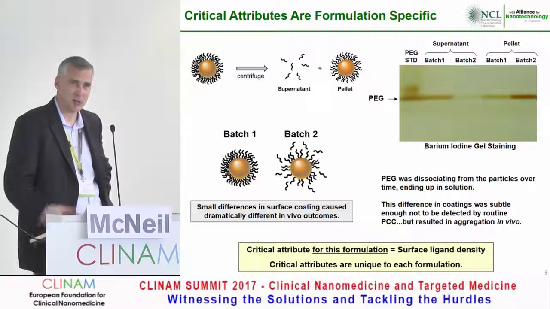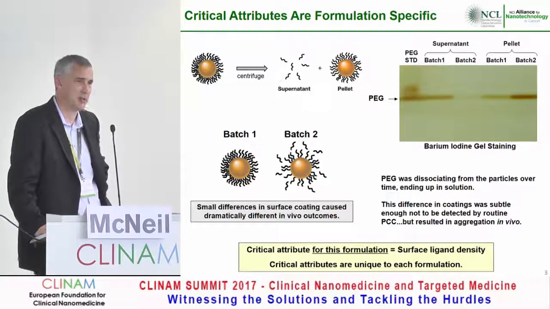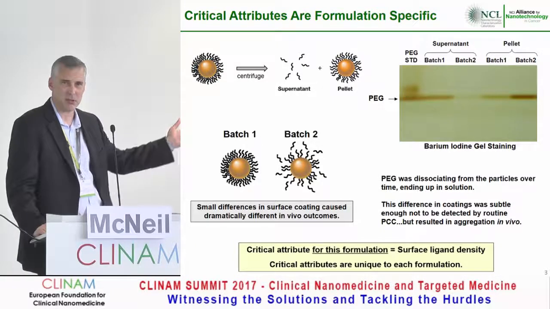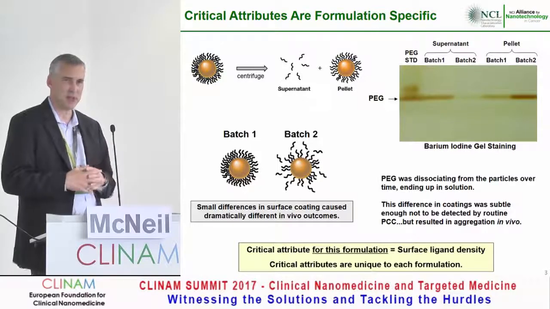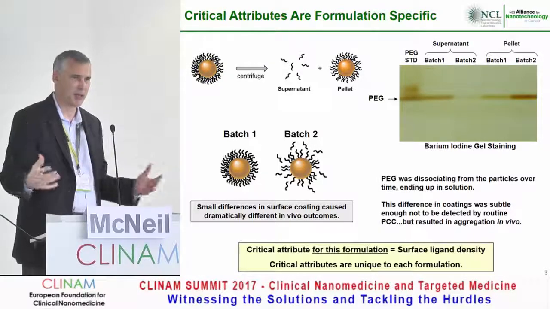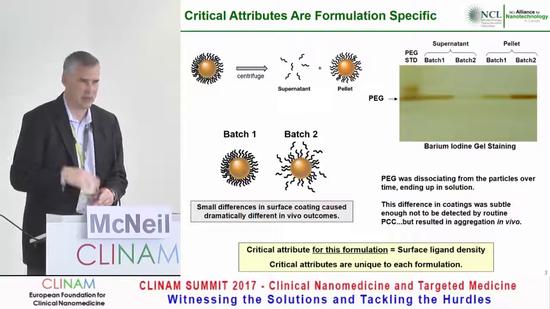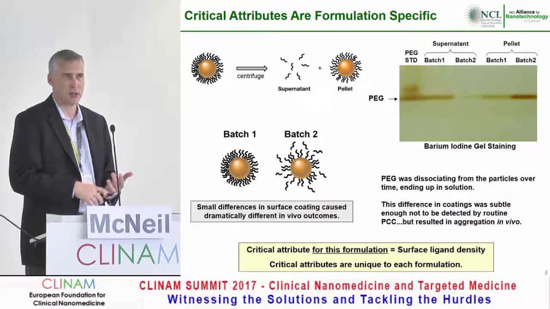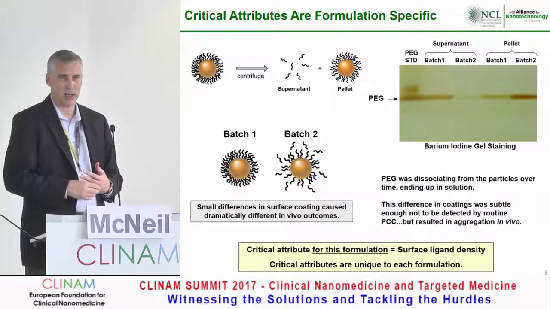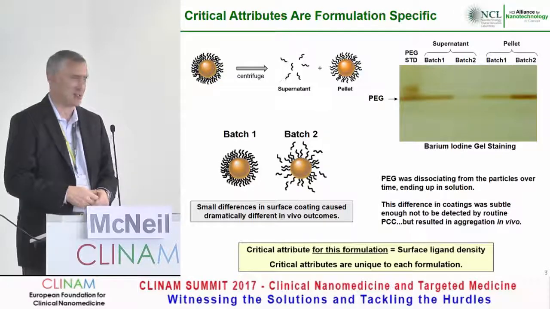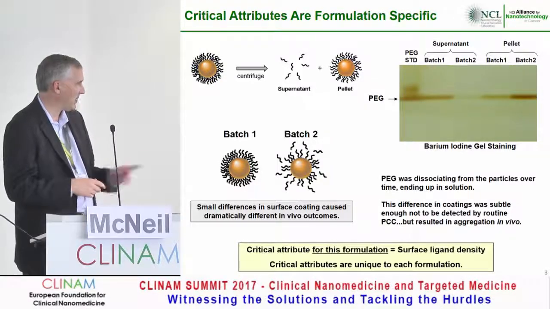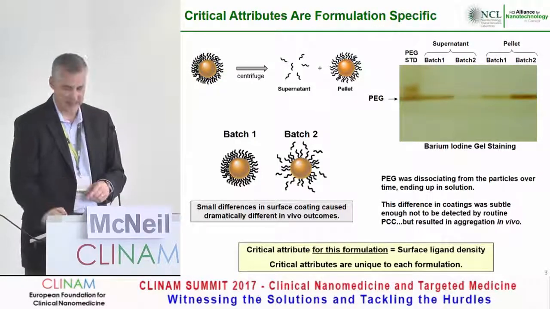Why have I taken so long to explain this? It's because this is germane to critical parameters, and it's unique to this particle. Those critical parameters are things that if you change even slightly, they have a pronounced and amplified effect during the in vivo response, contributing to either safety or efficacy. And we're often asked, and the FDA is asked, what are my critical parameters? Well, you're the one that's supposed to tell them, as I said yesterday. So for that formula, it was surface ligand density.